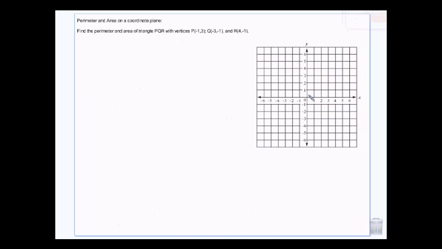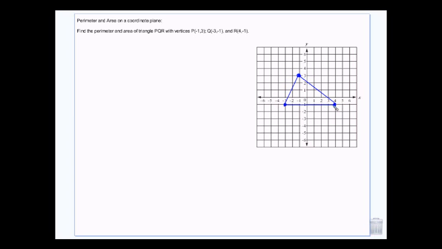So we're going to find the perimeter and area of a triangle with these vertices. So first I'm going to draw the triangle. -3, -1, and 4, -1. Okay, so here's my triangle.